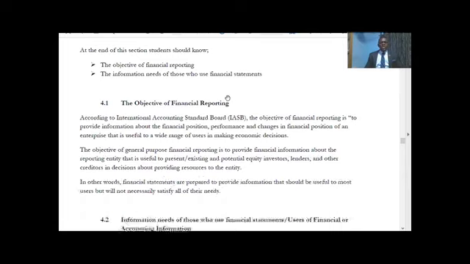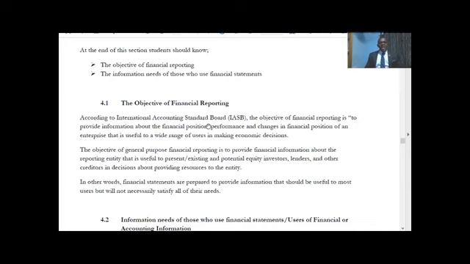Good. So let's look at the objective of financial reporting. According to the International Accounting Standards Board, the objective of financial reporting is to provide information about the financial performance, the financial position, and changes in financial position of an enterprise that is useful to a wide range of users in making economic decisions.